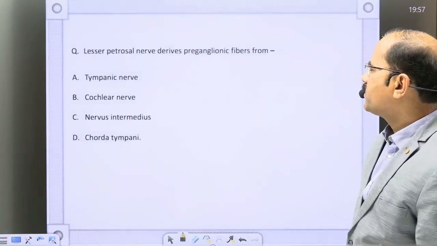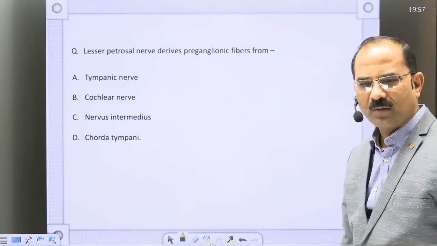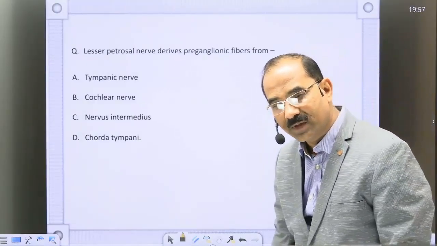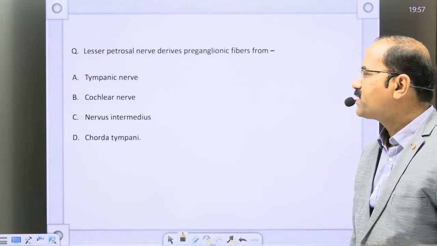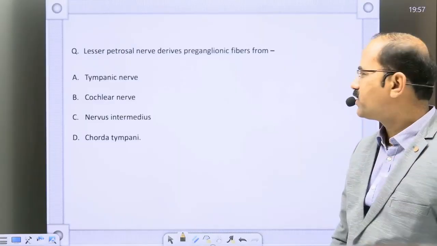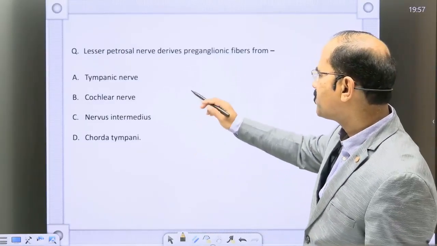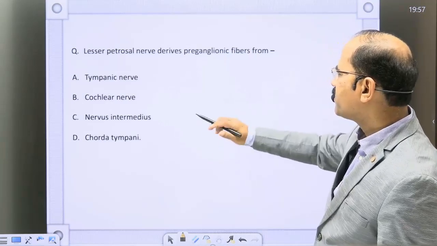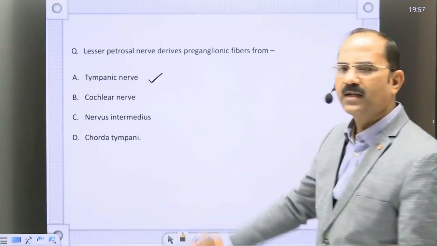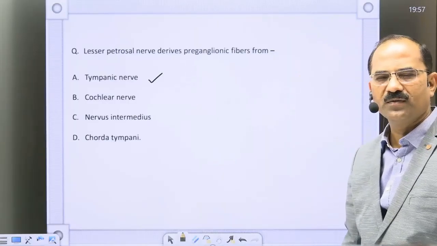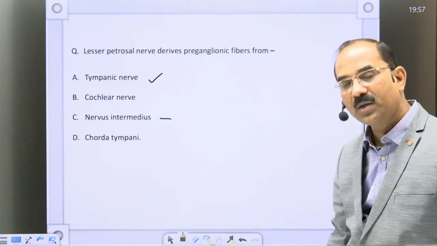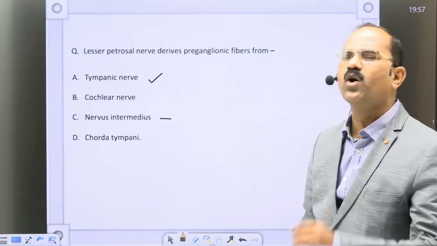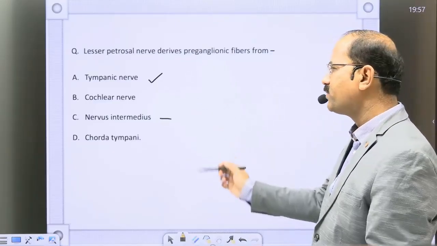Lesser petrosal nerve derives its preganglionic fibers from. Can anyone answer this? Lesser petrosal nerve belongs to which nerve? Glossopharyngeal nerve, right? So answer is going to be the glossopharyngeal nerve. That's the tympanic nerve. Tympanic branch of glossopharyngeal nerve, right? Nervus intermedius is what? That's the sensory branch of facial nerve. Nervus intermedius or the nerve of Wrisberg, that's the sensory branch of facial nerve.